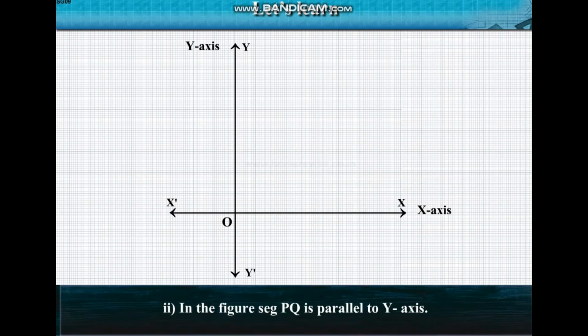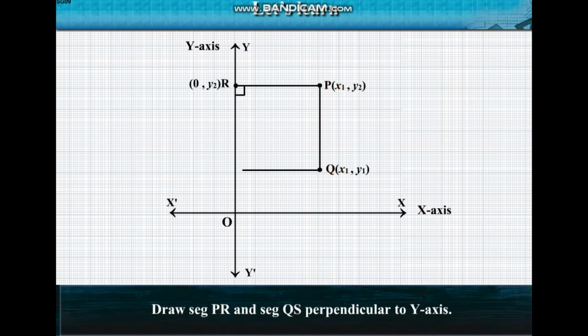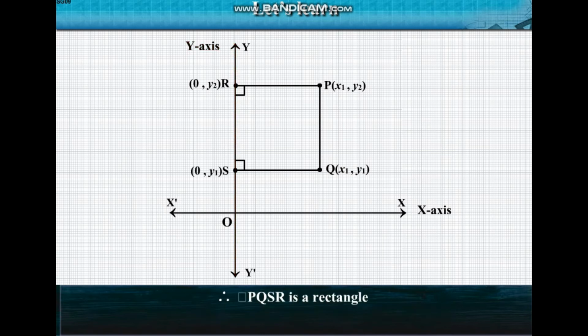2. In the figure, segment PQ is parallel to the y-axis. Therefore, x-coordinates of points P and Q are equal. Draw segment PR and segment QS perpendicular to the y-axis. Therefore, quadrilateral PQSR is a rectangle. Therefore, PQ is equal to RS. But RS is equal to y2 minus y1. Therefore, distance PQ is equal to y2 minus y1.